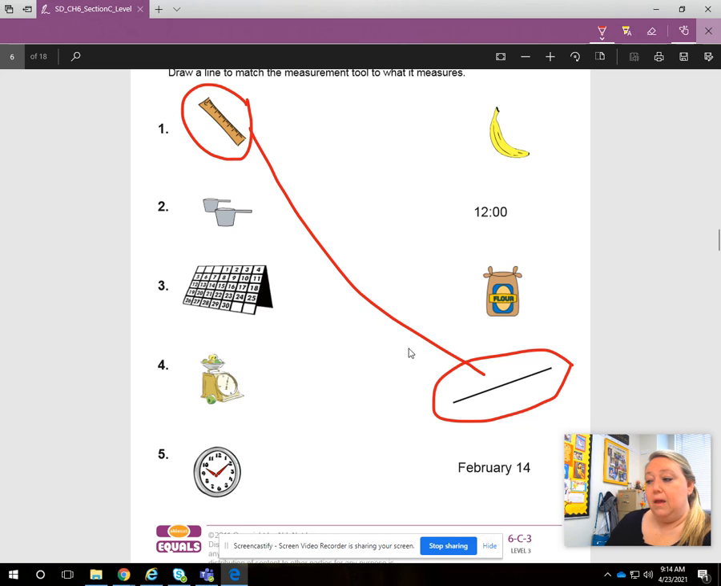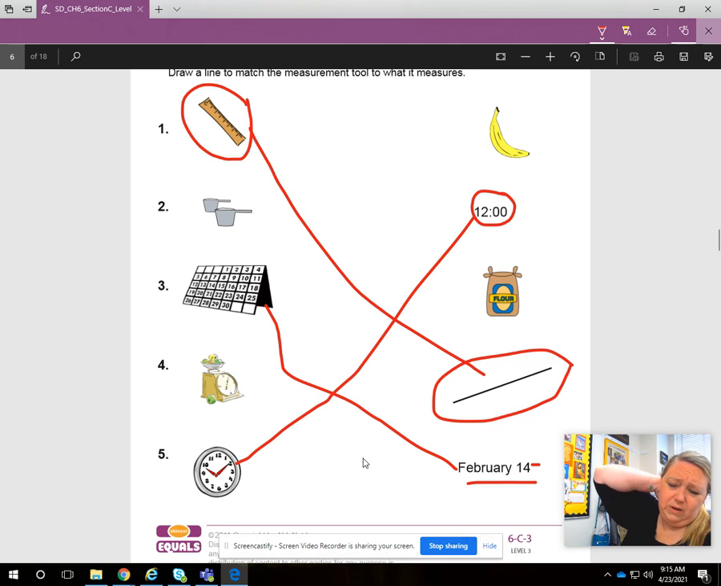Awesome. I'm noting down here a date. So we know that one obviously is going to be the calendar, right? So any date is going to be tracked on a calendar. And also the time right here, we know that a time is automatically going to be the clock. So let's put that down here. So now we just need to determine how to measure bananas and how to measure flour.